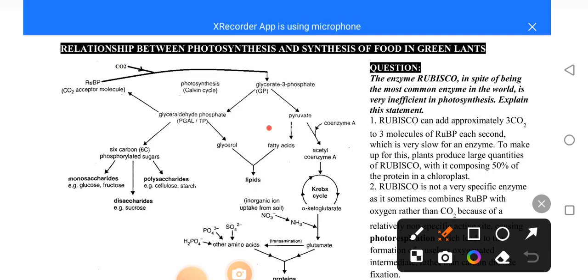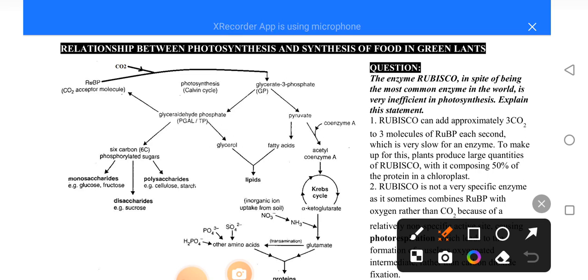Then the pyruvate, these ones break into what we are calling the fatty acids, which form the lipids, and the pyruvate still combines with coenzyme A to form the acetyl coenzyme A, which enters into the Krebs cycle. Then from the Krebs cycle, this one forms what we call the alpha ketoglutarate. This part is the so-called alpha ketoglutarate.